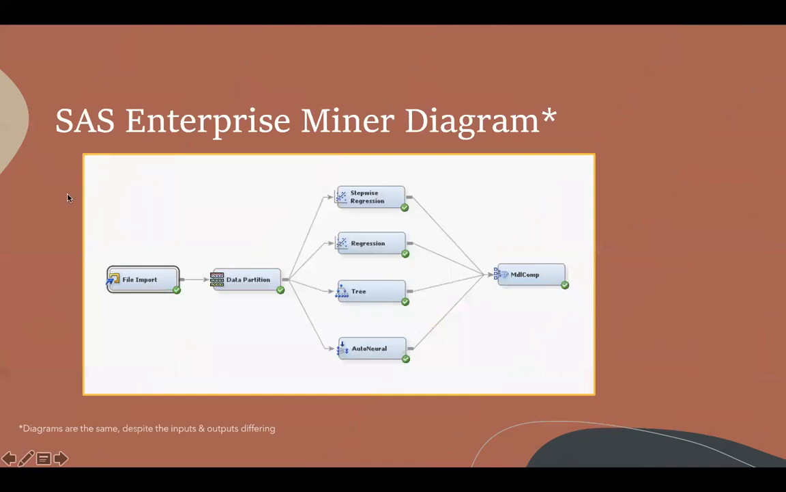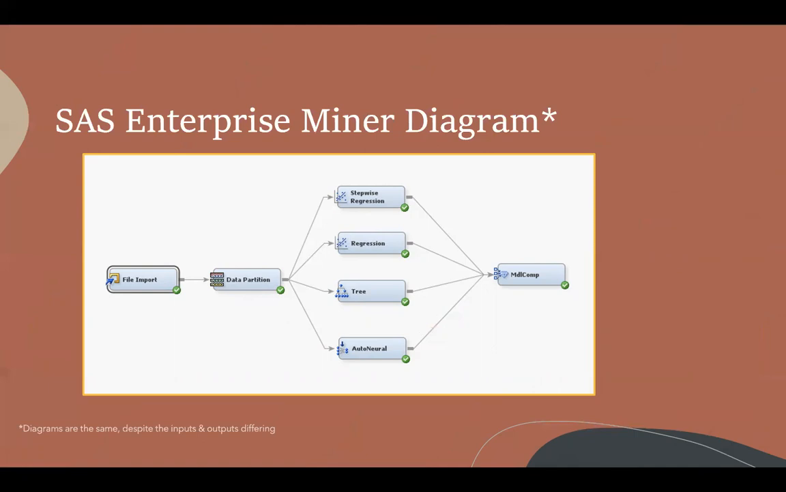Here we have the actual diagram that I used. File import goes to data partition. The 70-30 split happens there. Then we go into all the models. We have stepwise regression, which is great for looking at what the results are and interpreting them. We have regression, same deal there. A decision tree, which is super applicable.